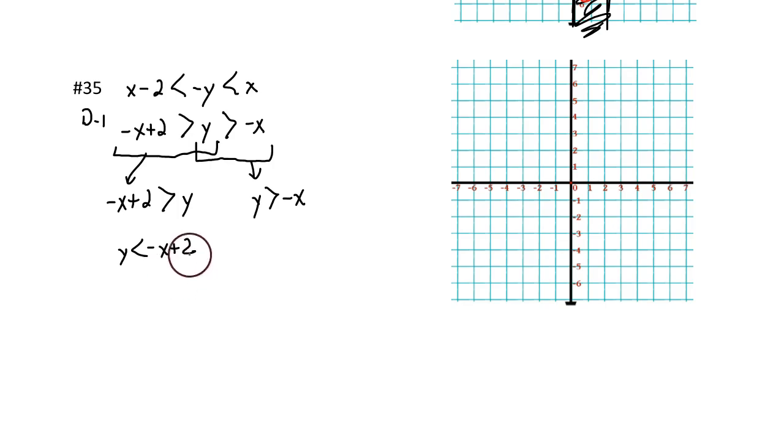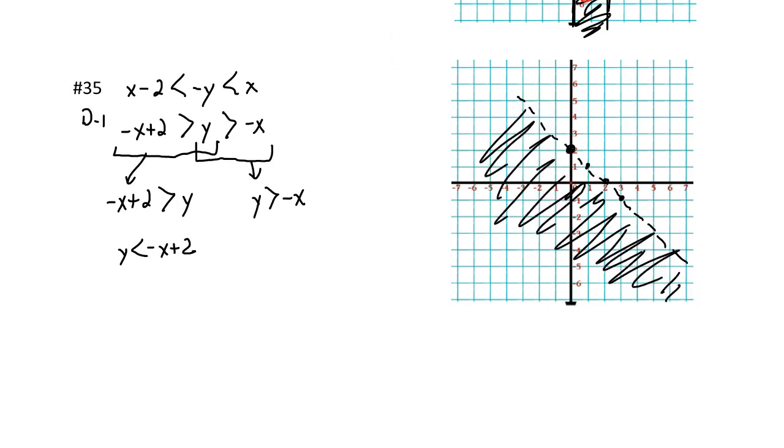Now we can graph these. The y-intercept of this is at positive 2. The slope in front of x is a negative 1. So down 1 over 1, down 1 over 1. This is a dashed line. We have y is less than our dashed line, so we shade under. I'm going to switch colors and graph the other one.